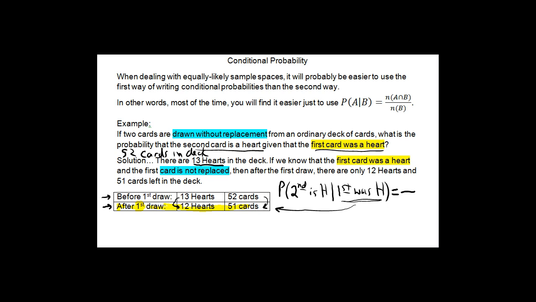So the probability that the second one is a heart, well, there are 12 hearts. But remember, there are only 51 cards left in the deck at this point. There's 12 over 51. Now before you relax, always check to see if something reduces.